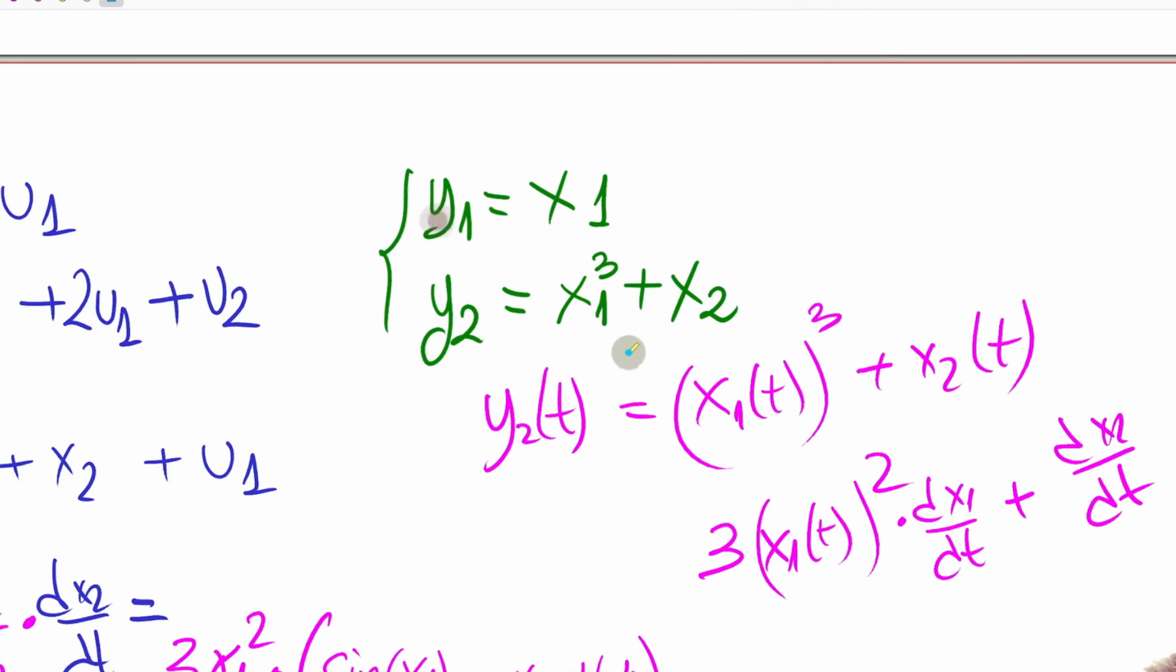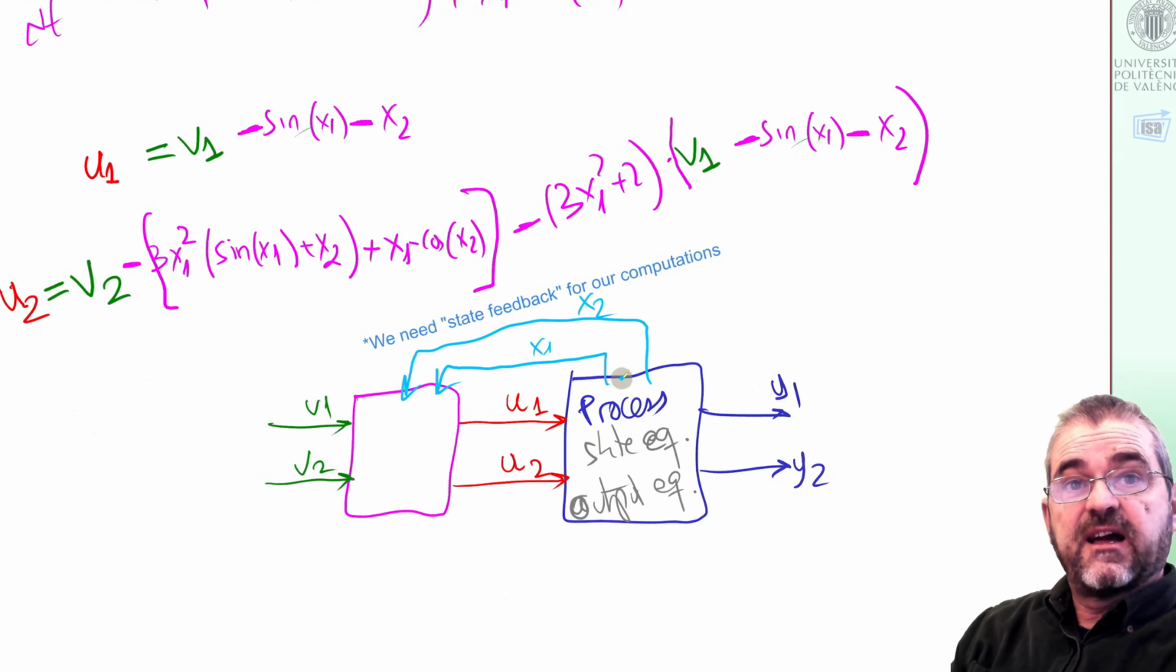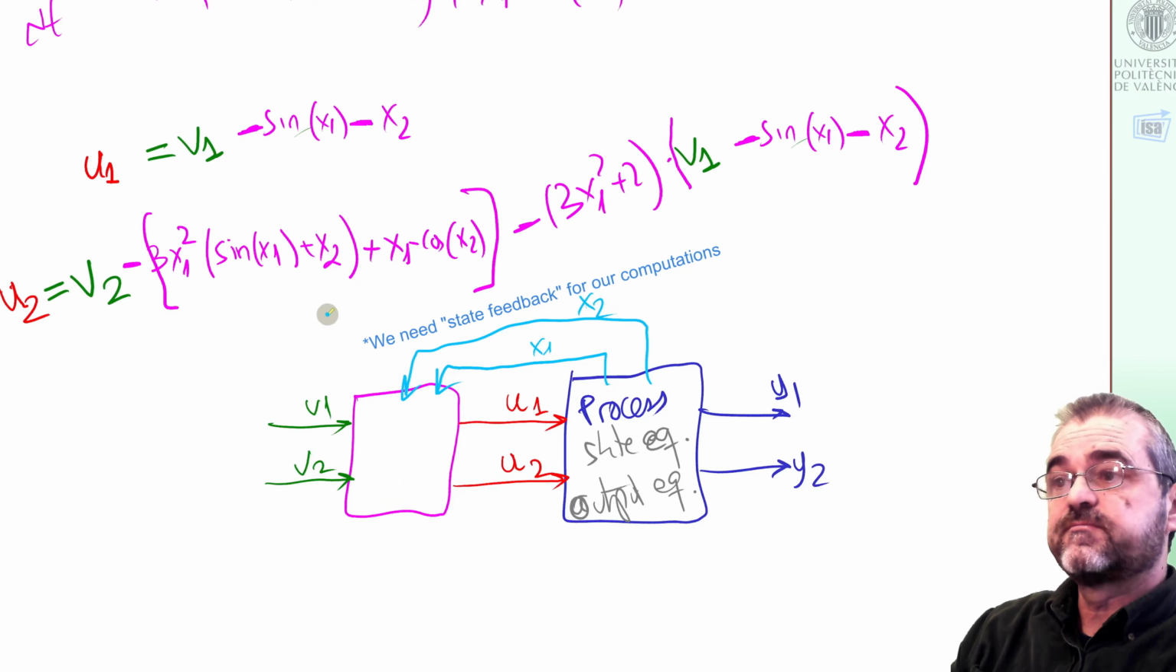For instance, if I had sensors of the controlled outputs, then first state will be directly the first sensor, and second state will be this expression regarding the measurements. So, irrespective of the technology I use to obtain x1 and x2 from measurements, the fact is that they are needed in this block in order to implement this code.